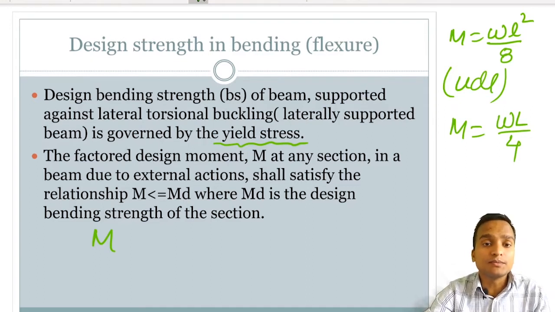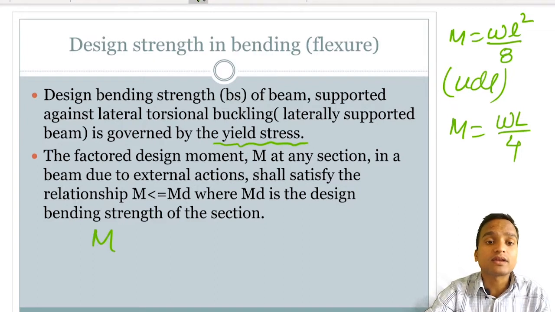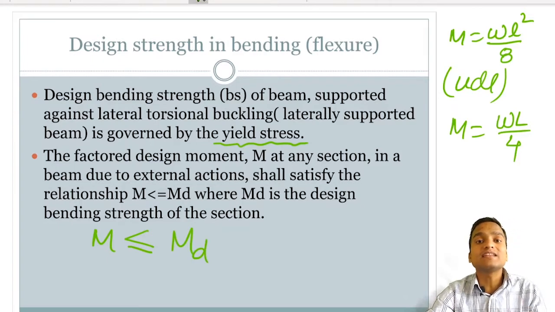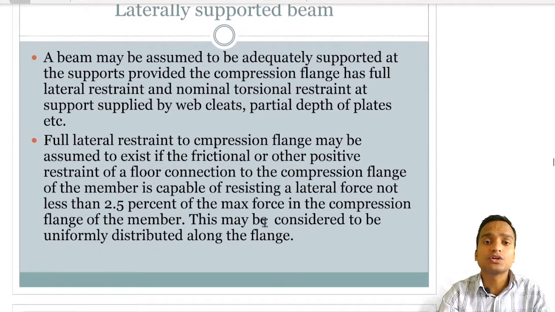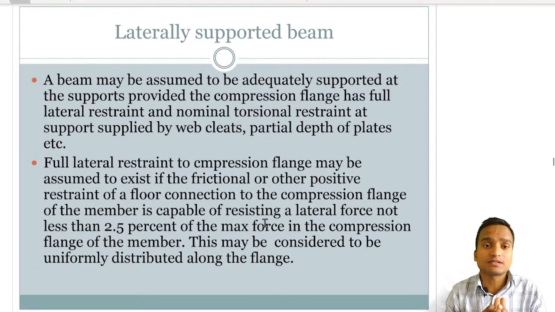So this value in a beam due to external actions shall satisfy the relationship that it should be less than or equal to Md. And Md is the design bending strength or the capacity of the section. This is very obvious, and this is also given in the IS code. So laterally supported beams are those beams which have adequate supports at the compression flanges, and they have full lateral restraints and torsional restraints at supports, which are provided by web cleats or partial depth of plate. Different arrangements, we are not going into details.